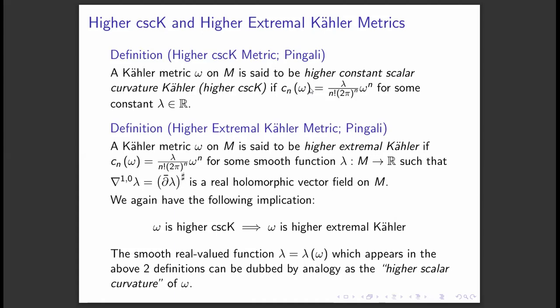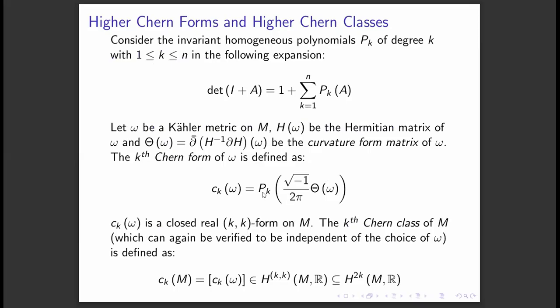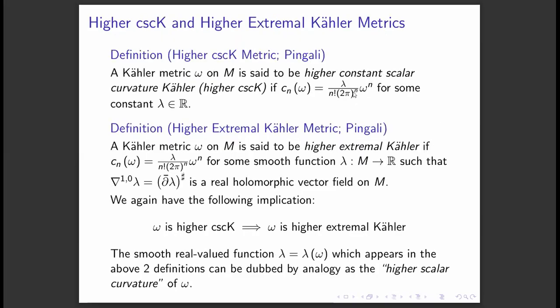So Cn of omega is a top dimensional form, and omega raised to the power n divided by n factorial is the volume form. So there will exist a unique globally defined smooth real valued function lambda which satisfies this expression: Cn of omega is equal to lambda divided by n factorial into 2 pi to the power n times omega to the power n. This 2 pi to the power n is just meant for balancing, because if we take the determinant over here, 1 upon 2 pi raised to the power n will come out. That's why, just to balance that, we have that over here as well. So this lambda is what can be called the higher scalar curvature of omega.